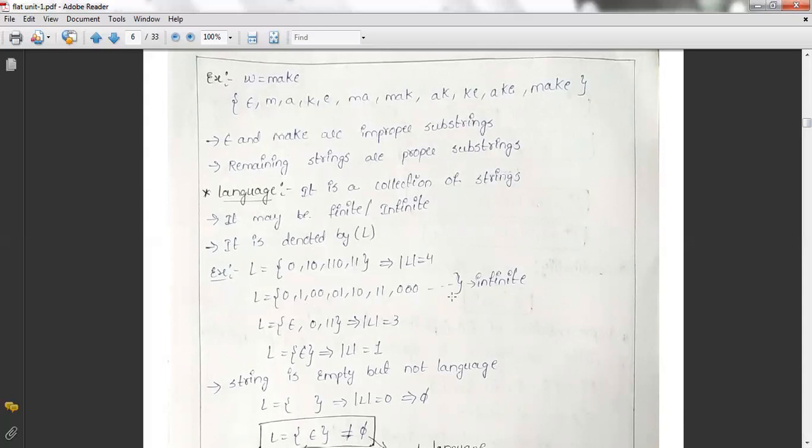So for every finite automata that you construct, you are going to take the language there. It is nothing but the collection of strings which is accepted by that particular finite automata. This language, or collection of strings, may be finite or infinite. It depends upon the automata you are going to create.